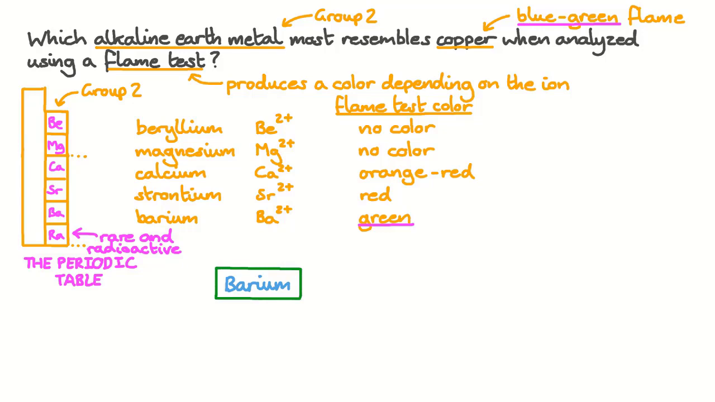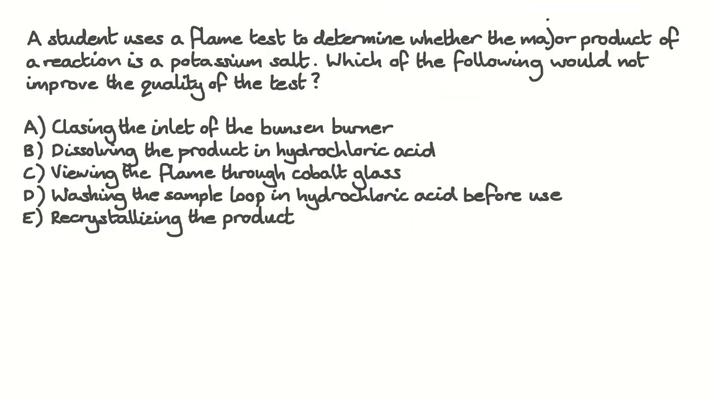That's two examples where we looked at particular colours of flame. Now let's have a look at the practical aspect. A student uses a flame test to determine whether the major product of a reaction is a potassium salt. Which of the following would not improve the quality of the test?